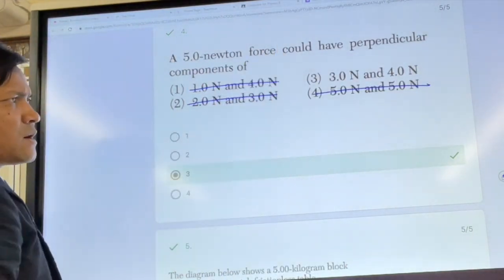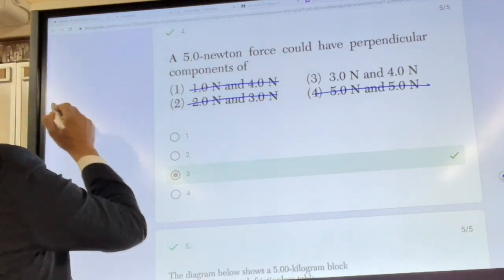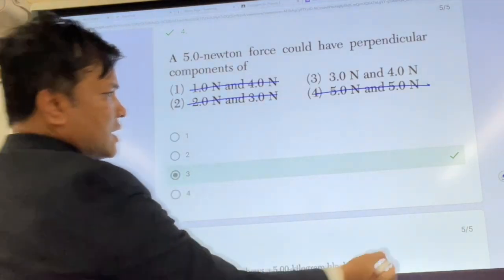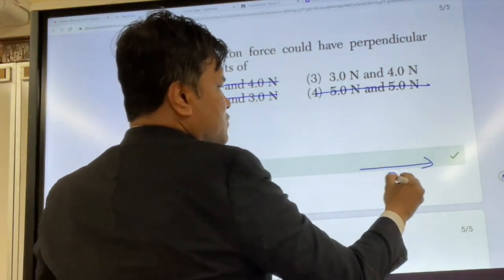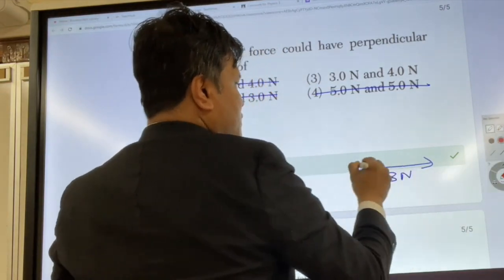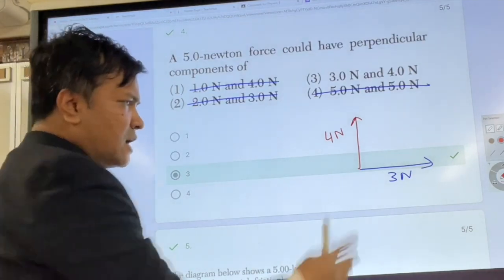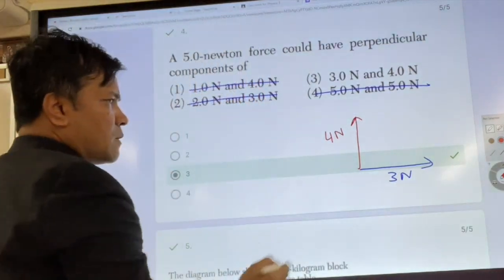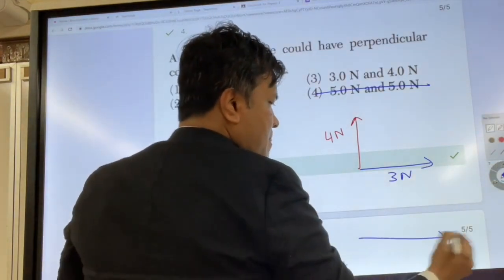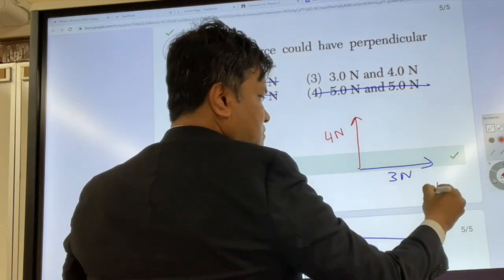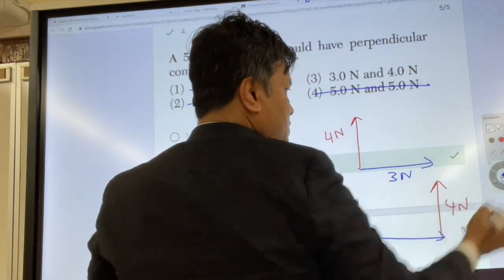So we're going to use the Pythagorean theorem and the head and tail method to show why 3 and 4 are going to work. Let's call this one 3 Newton, and let's call this one 4 Newton, and they are perpendicular with respect to each other. Now let's use the head and tail. So now you have the blue one and the red one. The red one is 4 Newton and the blue one is of course 3 Newton.